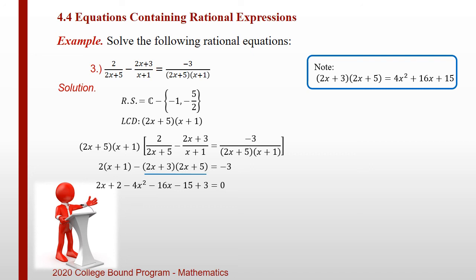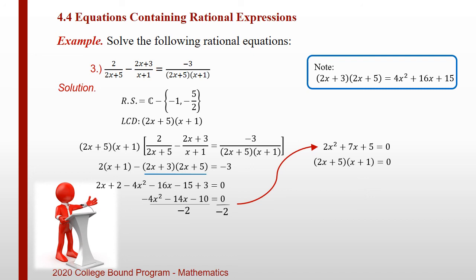Combining like terms gives us negative 4x squared minus 14x minus 10 equals 0. As you can see, the numerical coefficients of the terms in the left-hand side are divisible by negative 2. Thus, by dividing both sides of this equation by negative 2, we get 2x squared plus 7x plus 5 equals 0, which is just the quantity 2x plus 5 times the quantity x plus 1 equals 0.